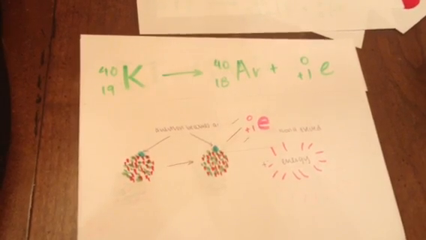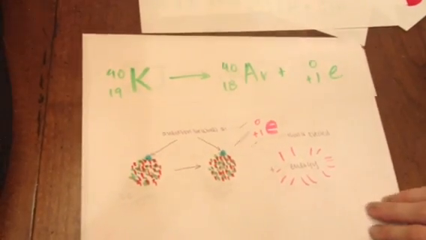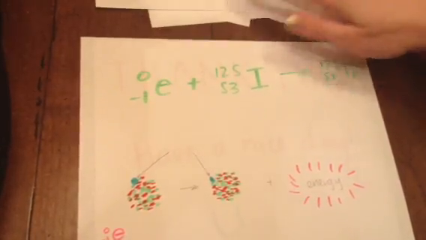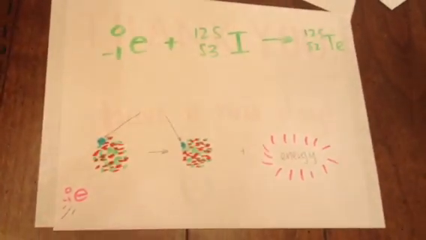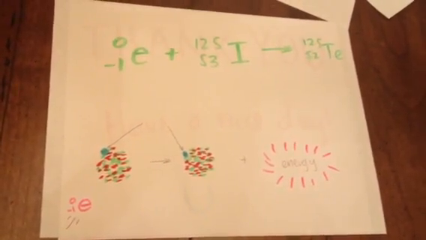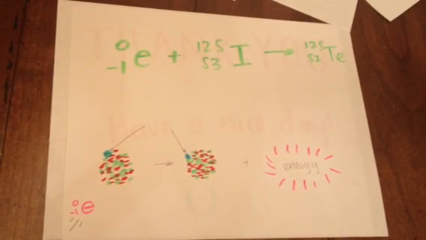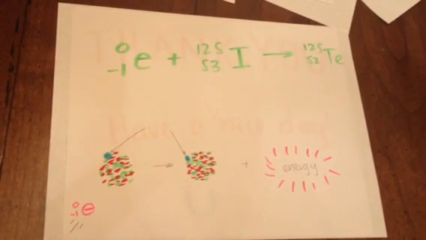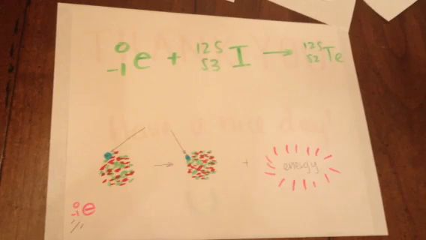Another way to become stable is through electron capture. In this, the electron combines with the proton to form a neutron. In this case, iodine moves towards stability through electron capture.